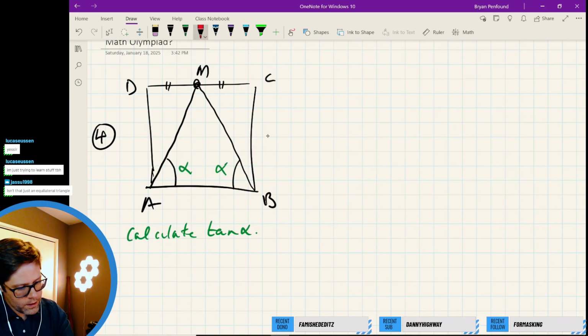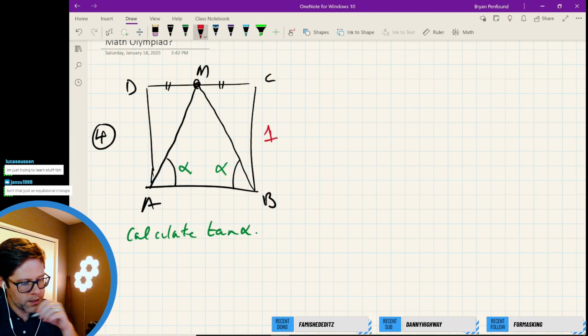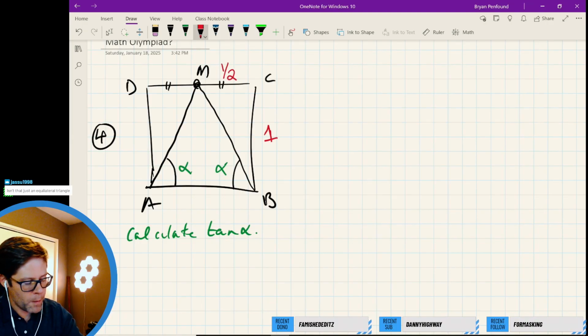And then it doesn't particularly matter the side length of the square. These angles are not going to change. They're always going to be consistent. So we could call this length here length 1 if we wanted to. And since M is the midpoint, we know that this length, for example, is a half.